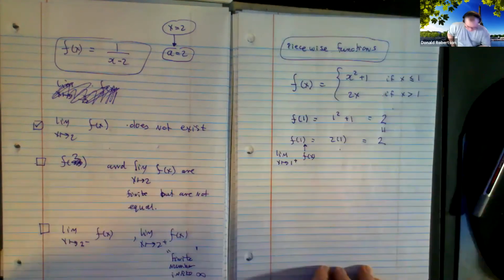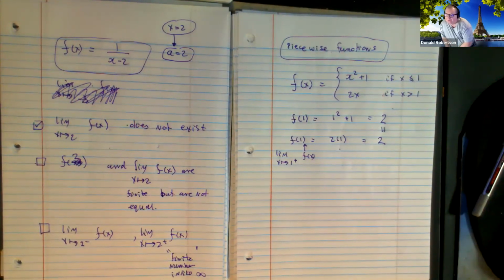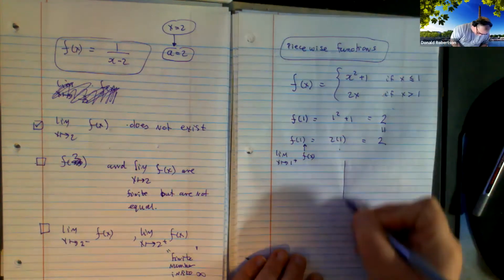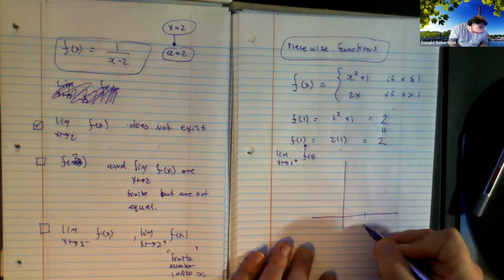Do you see these two guys are equal? That means this piecewise function is fine. There isn't any problem, even at x equals 1. If you sketched it, it would look something like this.